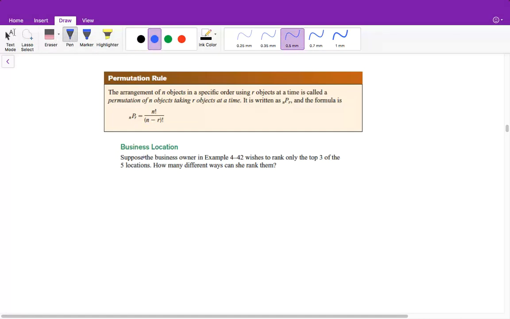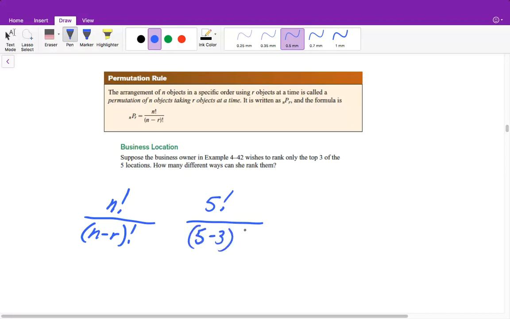But if you're ranking part of them, you take your n factorial, which is the total number of businesses that you have, and then you subtract how many you're ranking from it. So your r is how many we're ranking. Our n in this case is all of our businesses, which is 5, so it's 5 factorial. And our r is going to be 3 because we're ranking 3 of them. So it's 5 minus 3 factorial. So this is then equal to 5 factorial over 2 factorial.